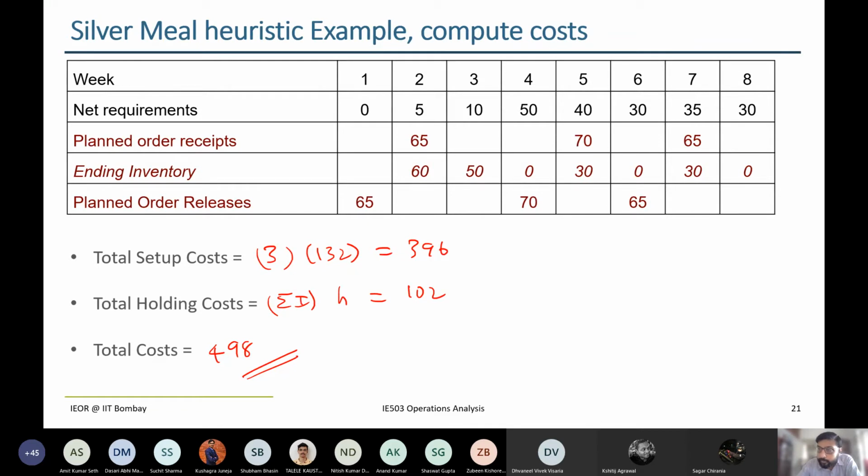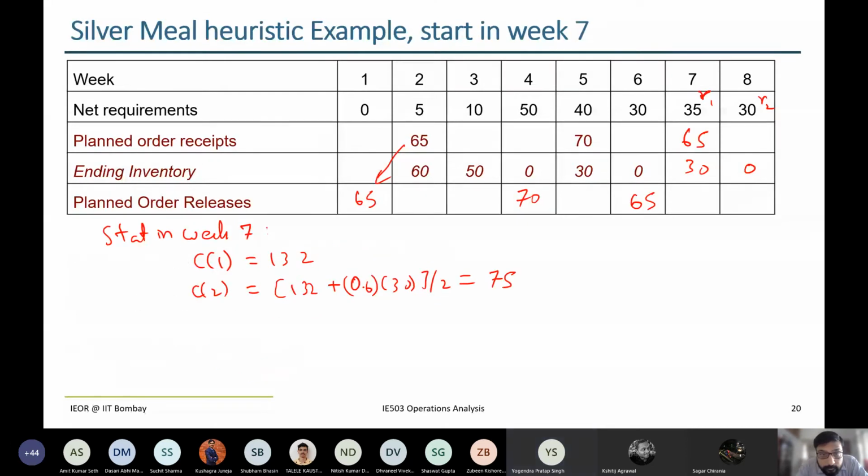Hello, sir. Yeah, sir. So if we have to stop at week 7 and the net requirement should not be 35, something less. What is it? Then if net requirements were less than 35. No, I didn't understand. Which step are you talking about? I'm talking about week 7. Suppose we have to stop at week 7 instead of 8.